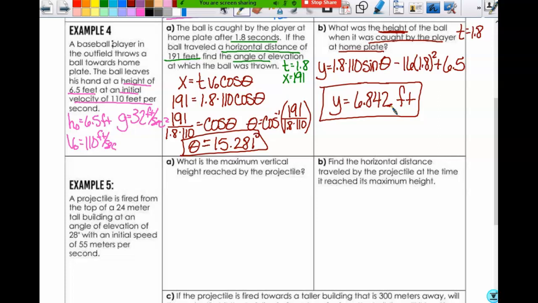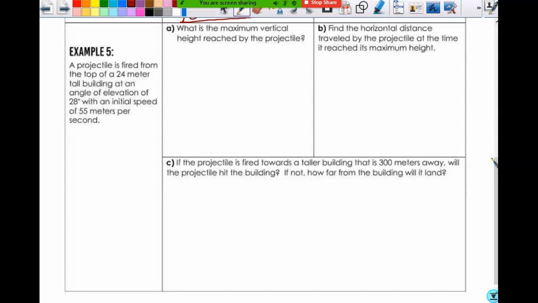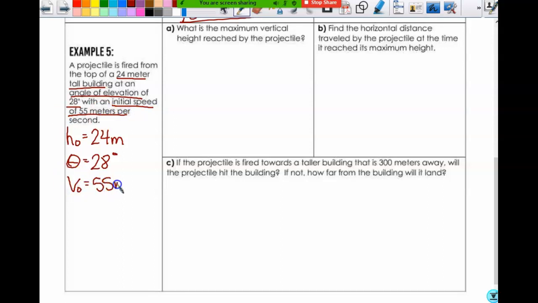All right. Let's look at example 5. So we've got a projectile is fired from the top of a 24-meter tall building. So our initial height is 24 meters. Angle of elevation, 28 degrees. Theta is 28 degrees. Initial speed, 55 meters per second. So my initial velocity, 55 meters per second. And that makes my gravitational constant 9.8 meters per second squared.